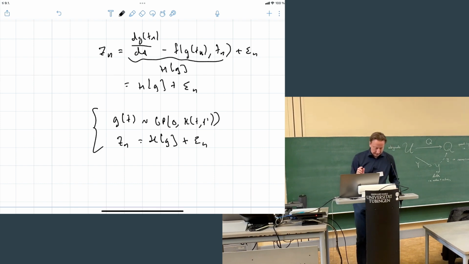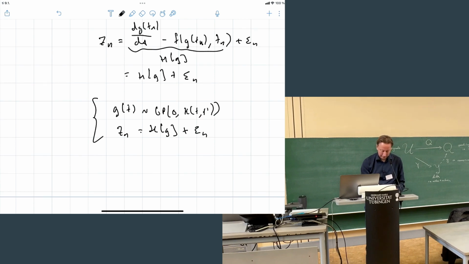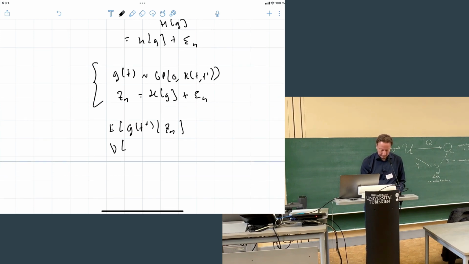And then what I can now do is make a GP regression on this model. So this is a proper model, so there's a Gaussian prior, and then a nonlinear likelihood model. So I can compute the expected value of the Gaussian process at any t star given Zn. And I can compute also the variance of the same thing.